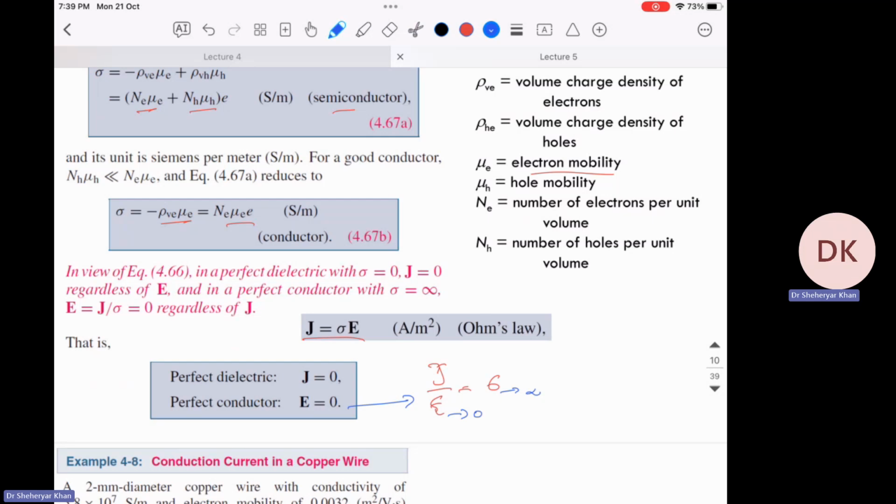That means that even with a very, very small or negligible amount of electric field, you can still achieve a high amount of sigma, right? So an infinite amount of sigma means an infinite amount of J, right? So that's the ideal characteristic of a perfect conductor. That means it will not have any opposition to the flow of charges.